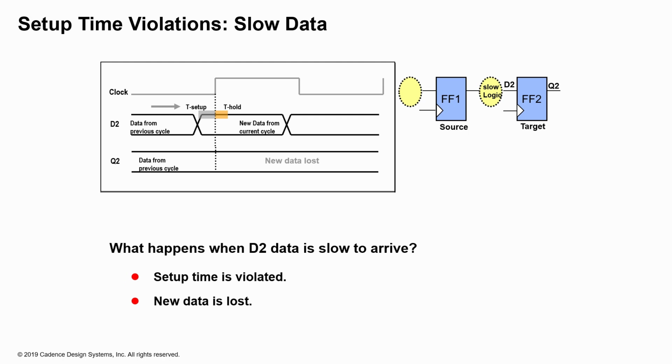So what happens when D2 is slow to arrive? Your setup time is obviously violated and the new data is lost. If you look at the animation, as long as the slow logic is too slow for the clock edge to capture the data, then the data is lost.